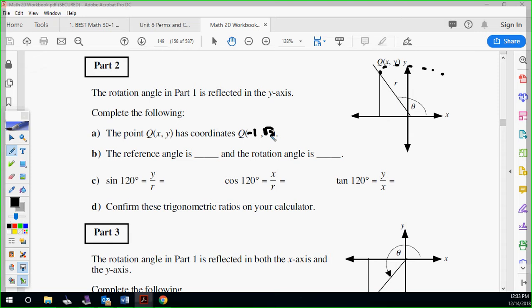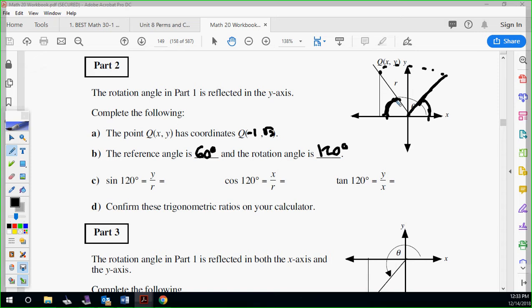So here's the question. We got it from this guy, right? What was this guy's angle? So then what's this guy's reference angle? 60. And then what's its rotation angle? Good. 120. If you're missing that: if they're reflected, that means they're going to have the same exact reference angle. 60 less than 180 is 120. That's why they got 120.